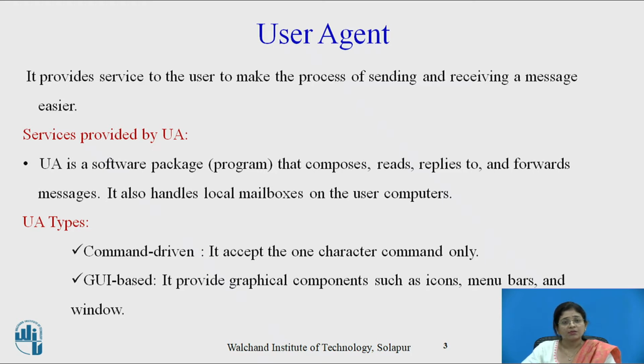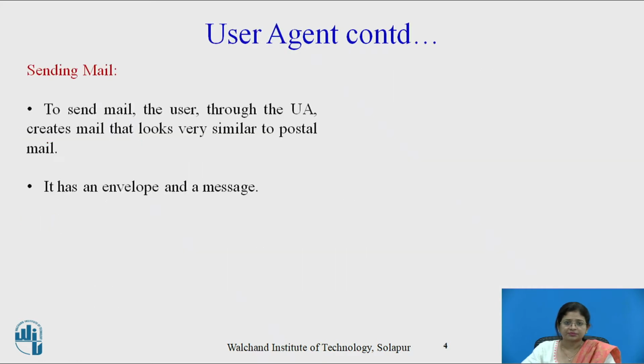Now let's see the command driven user agent. It accepts one character commands only, and examples of command driven user agents are mail, pine and ELM. Whereas a GUI based user agent provides graphical components such as icons, menu bars and windows, and the examples are Eudora, Netscape and Outlook. So these are the types of user agent.